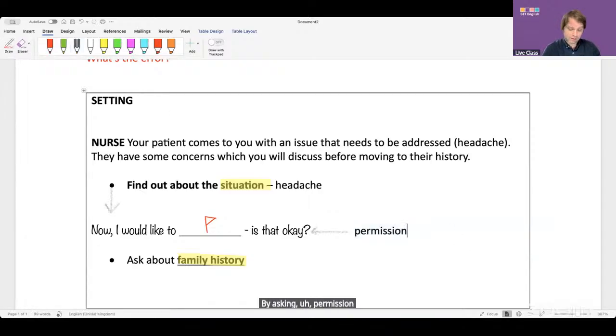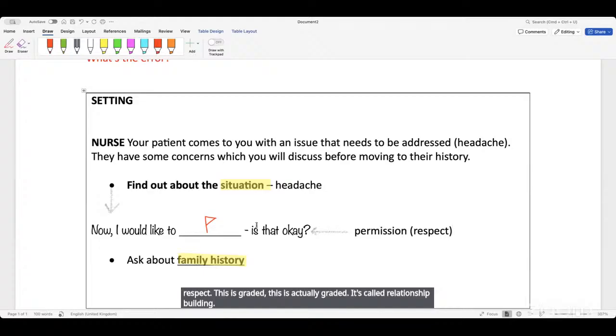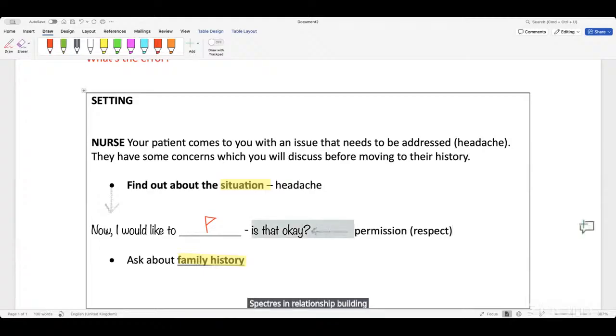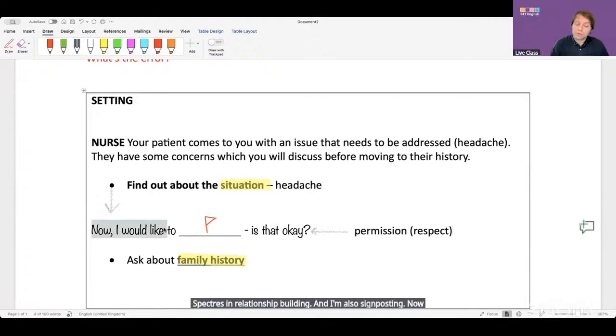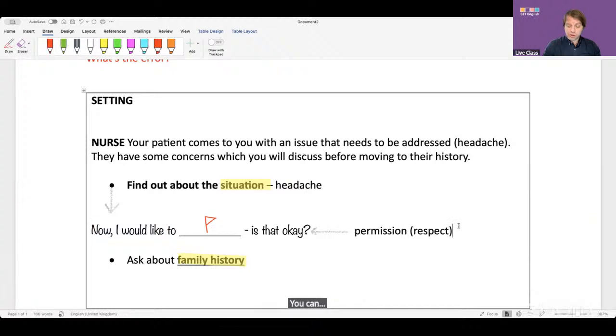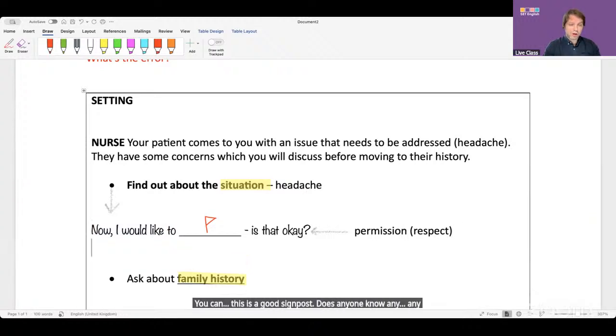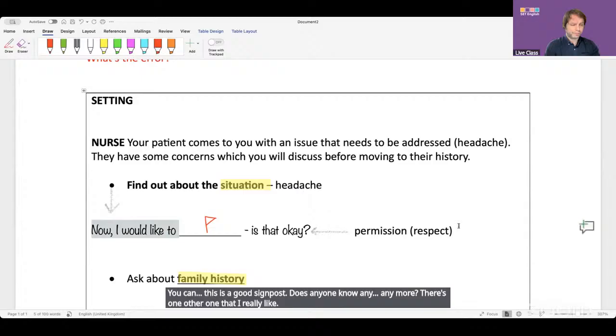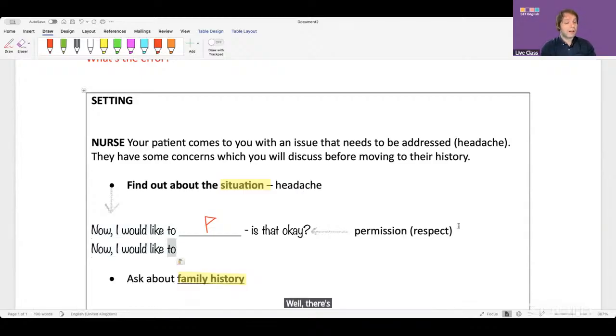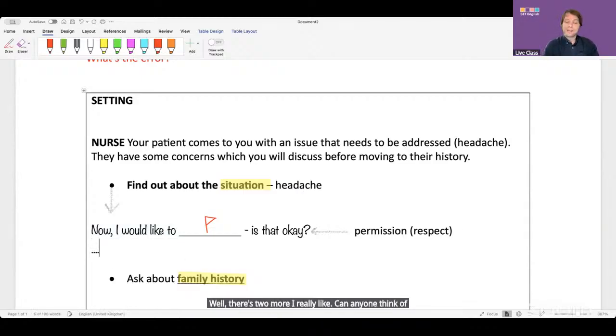Is that okay? Respect. This is actually graded. It's called relationship building. Respect is in relationship building. And I'm also signposting. Now I would like to talk about your family history, okay? This is a good signpost. Does anyone know any more? There's one other one that I really like. Well, there's two more I really like. Can anyone think of another way to say this?